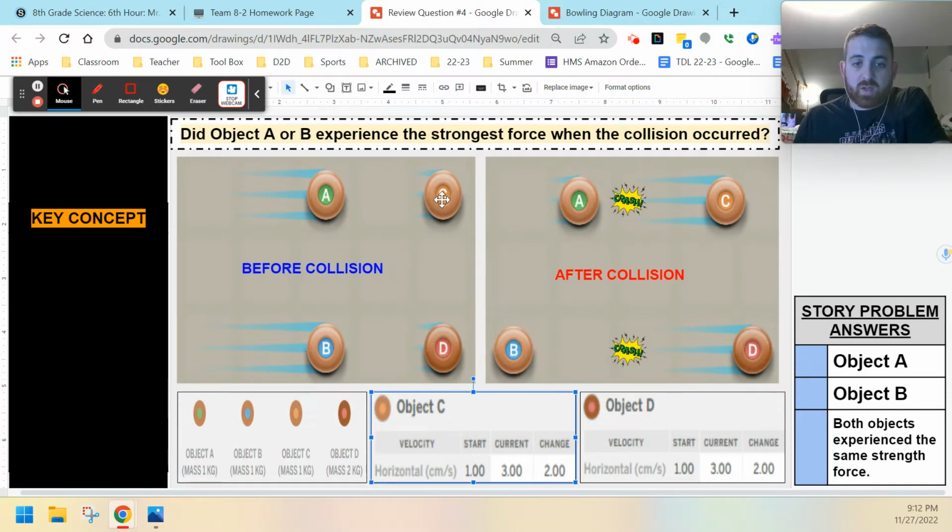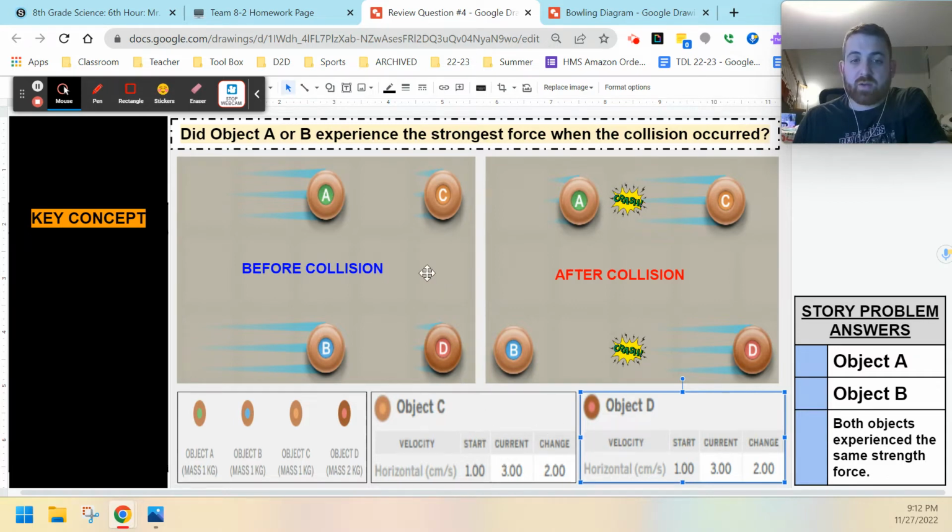When we look at our velocity charts, we can see that object C had a starting velocity of 1 before the collision, and after the collision, its velocity is 3. So it changed by 2, it sped up by 2. Object D, on the other hand, had a starting velocity of 1, and it also changed its velocity to 3, a change of 2 centimeters per second.